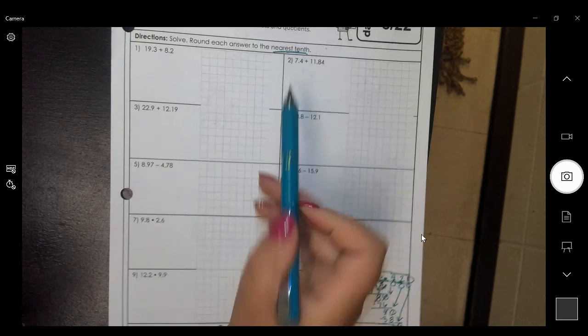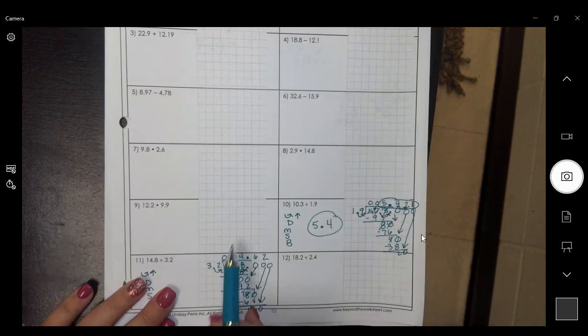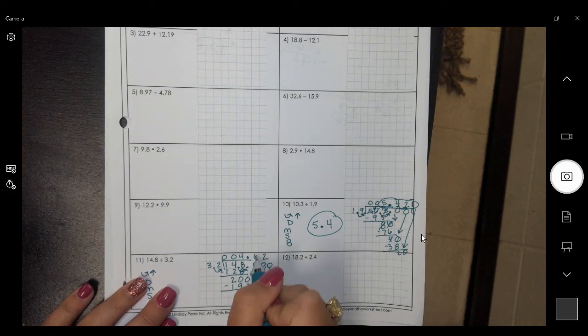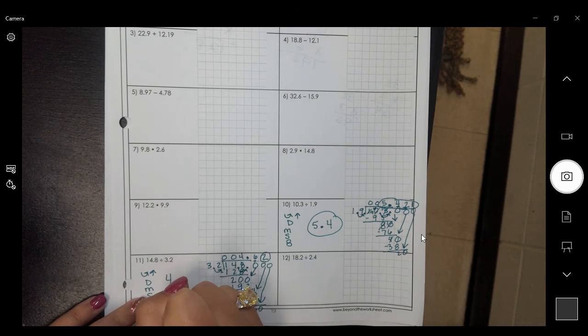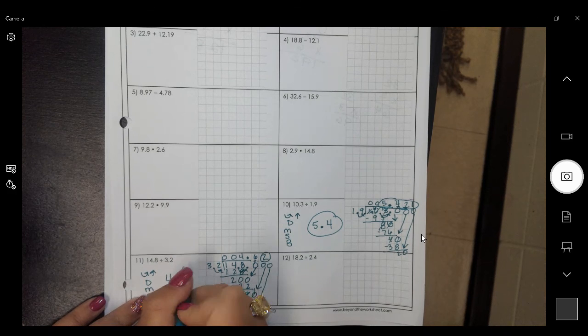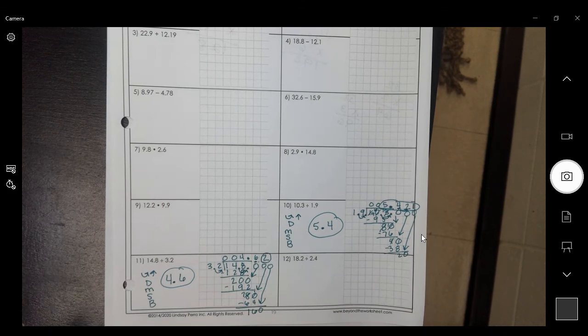Now, because we're rounding to the nearest tenth, I actually can stop because I only need 2 decimal places. I'm looking at the 6. So the 6 can look at the 2. It doesn't really need any of these other numbers back here. So looking at that 2, the 2 is going to tell the 6 to stay the same. So my final answer is 4 and 6 tenths.